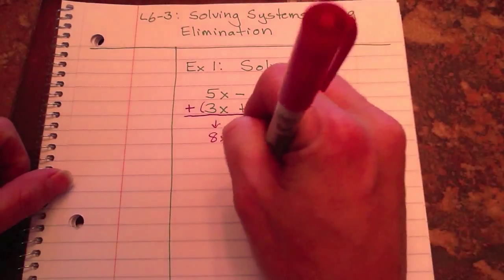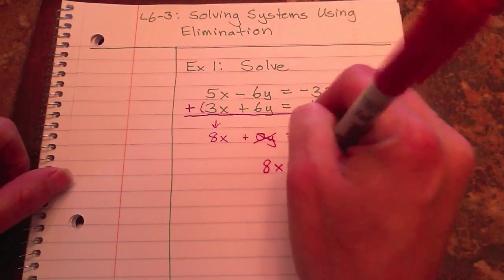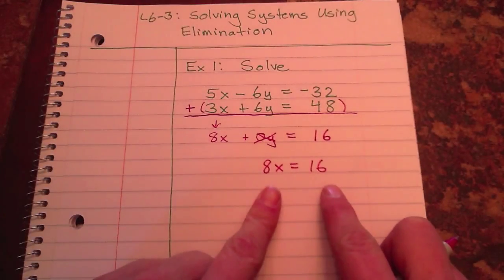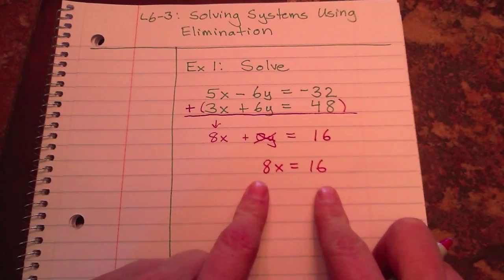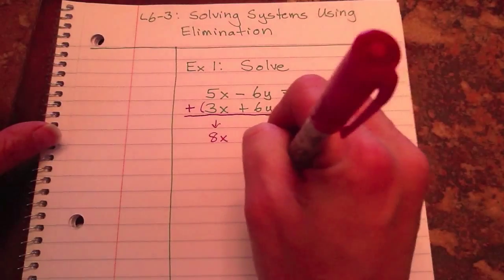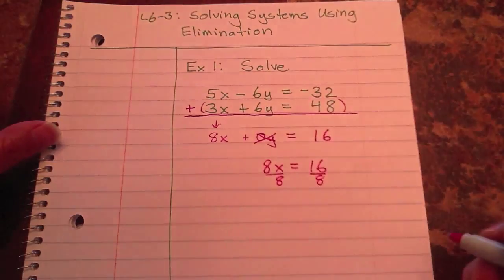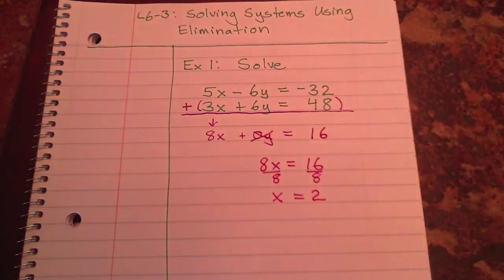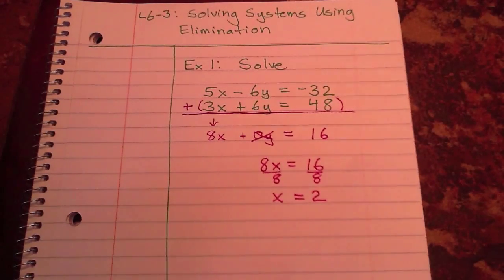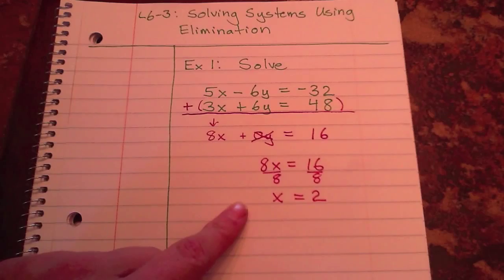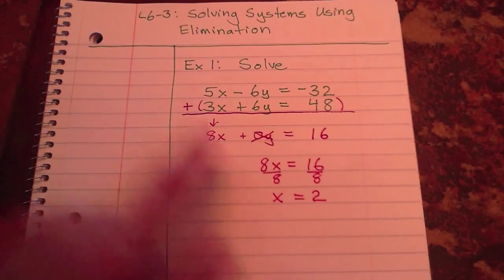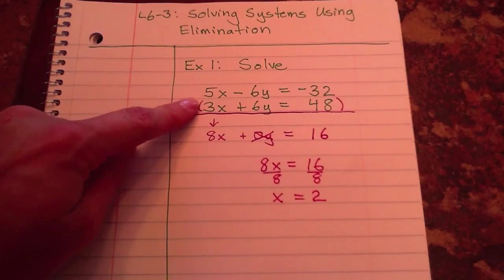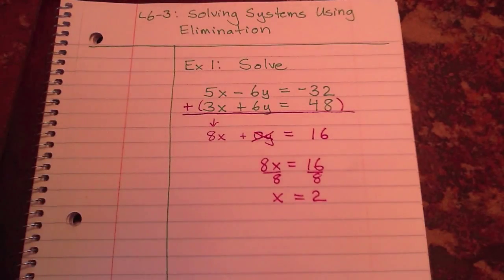So now we end up with one equation, one variable. We solve for that variable. Divide both sides by 8, and again you should start to be able to do that mentally by now, and x equals 2. Now that you have x, you can do exactly what we did in substitution. You're not doing anything new here. Take x, plug it into one of your original equations, find y.